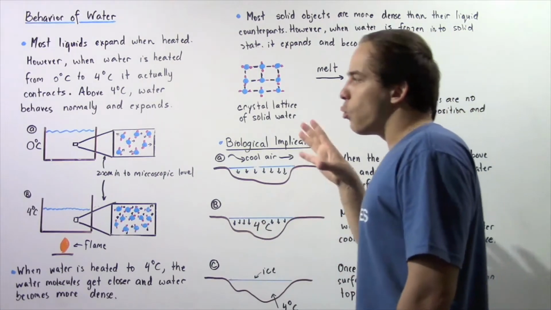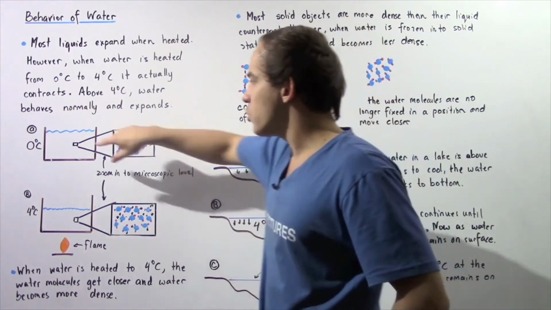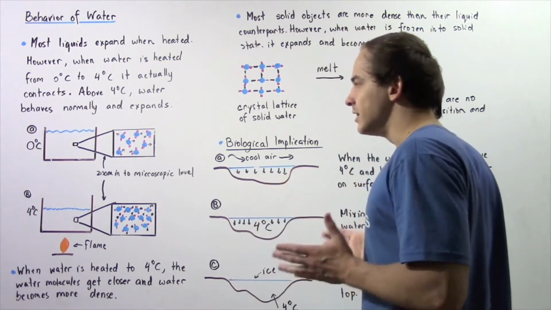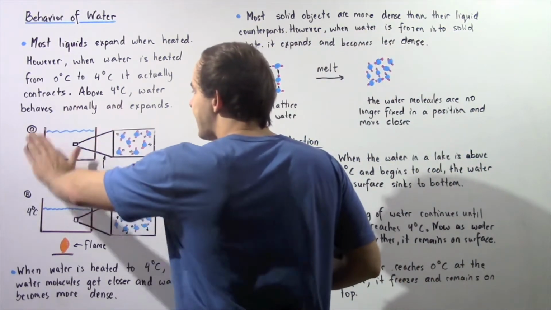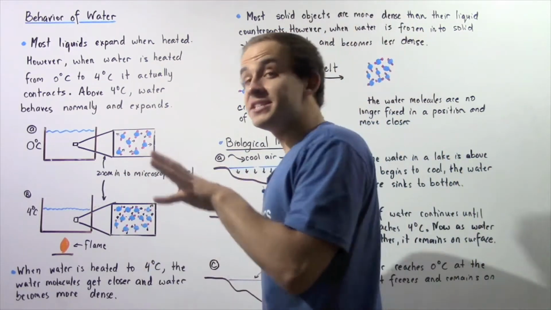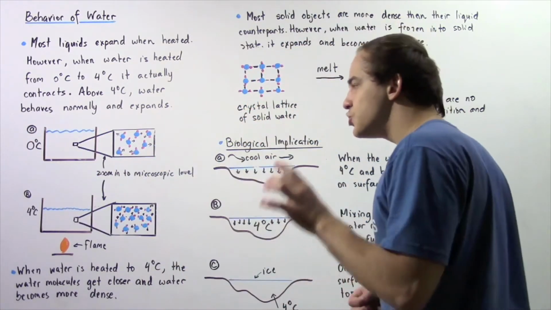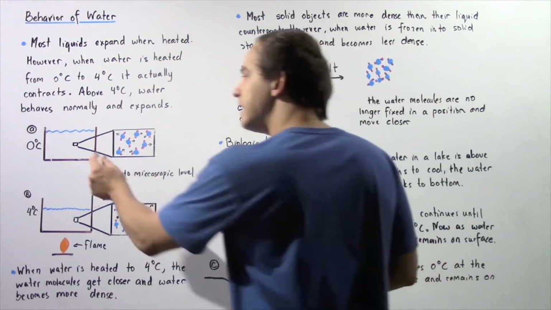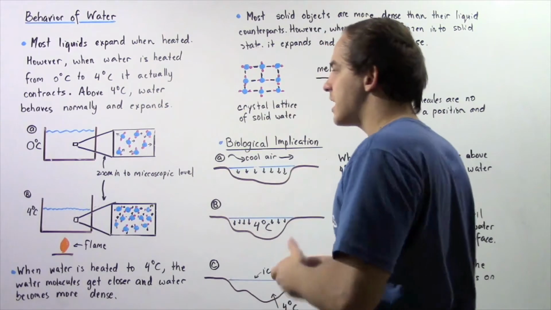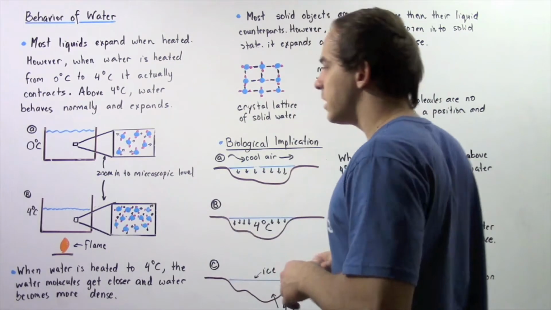So let's examine why that actually happens. Why does our water contract when it goes from 0 degrees Celsius to 4 degrees Celsius? Let's suppose we have the following container and we have water inside the container in the liquid state. And the temperature of the water is 0 degrees Celsius. Now, if we zoom in onto the microscopic level, if we take a small area and we zoom in, we'll see the following results. So we'll see a bunch of water molecules moving about and vibrating in place.